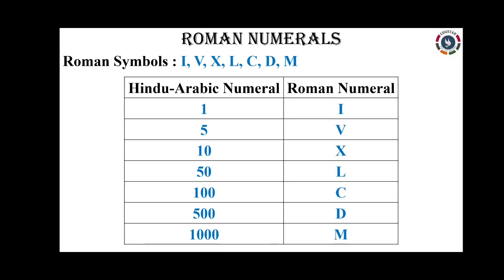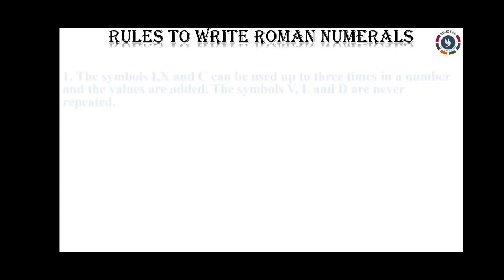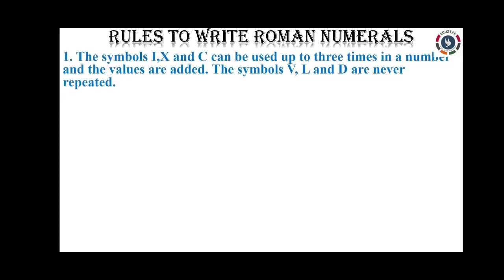Few rules are there to write Roman numerals. Rule number 1. Roman symbols I, X and C we can use up to 3 times in a number. Symbols V, L and D cannot be repeated.